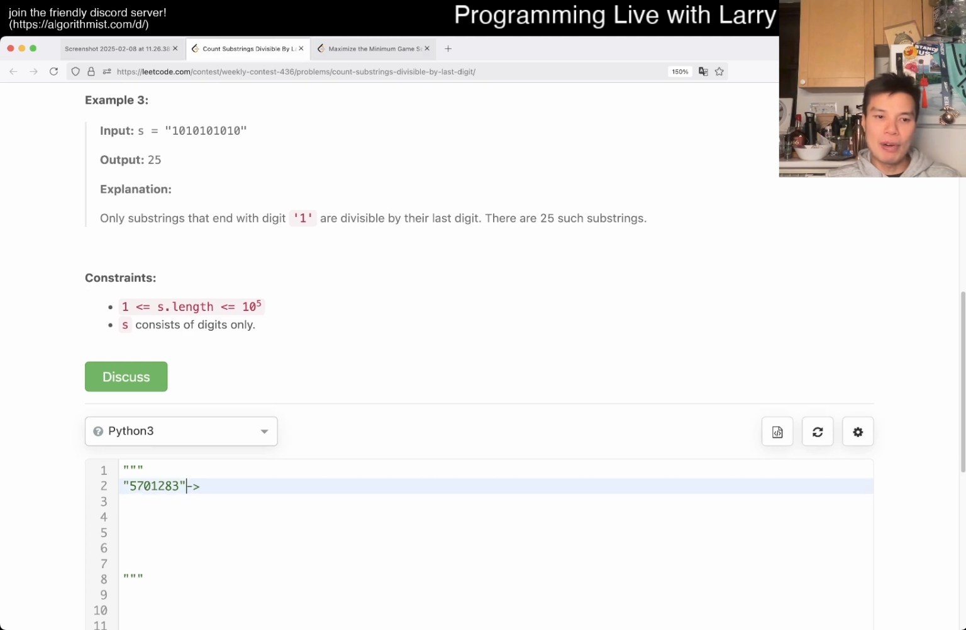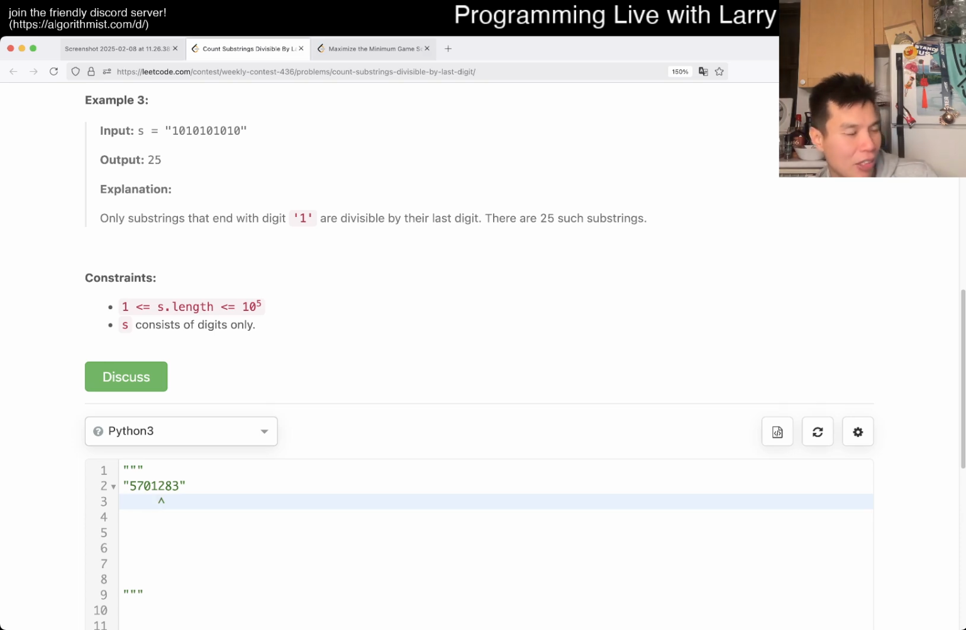For example, if the digit is equal to 1, then every number is possible, right? So that means that in this case, this 1 has 4 possibilities, because 1, 0, 1, 7, 0, 1, and 5, 7, 0, 1, right? And then the same thing is true for 2, because everything that ends with a 2 is divisible by 2. That's just the definition of even numbers.